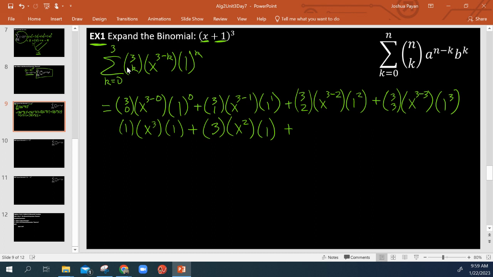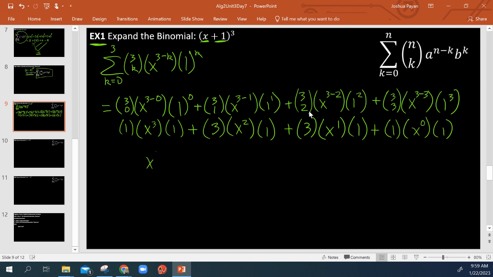Okay, then we use another combination identity. So 3 minus 2 is 1. So 3 choose 2 is the same thing as 3 choose 1. In other words, it's just going to be 3 again times x to the first power, and then that's going to be 1 again. And then 3 choose 3, n choose n is simply 1. 3 minus 3, and 1 to the third power.